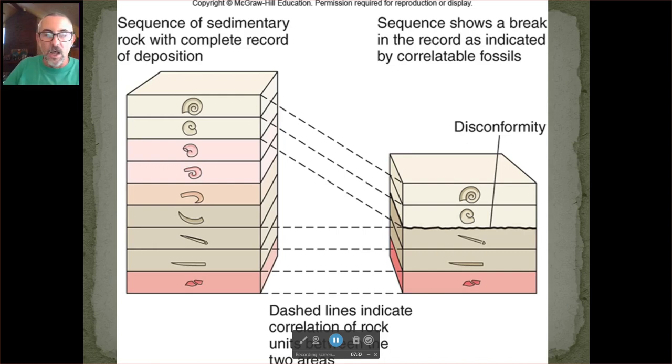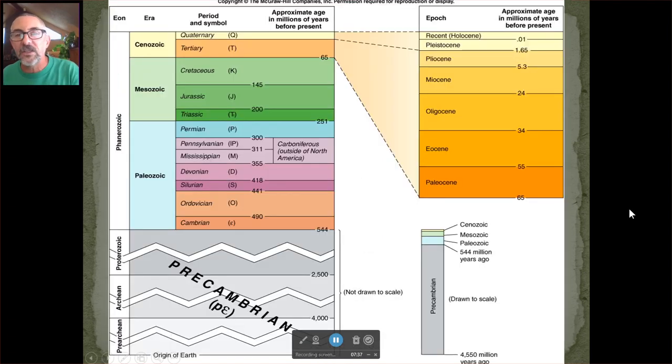So having the occasional lava flow here and there allows us to put actual dates on them: 200 million years, 300 million years, 250 million years. So ultimately, the result of all this is that geologists, by correlating using fossils and the occasional lava flow or igneous intrusion, have been able to set up the geologic time scale across the entire planet. And the geologic time scale is divided into eons, eras, periods, and epochs.